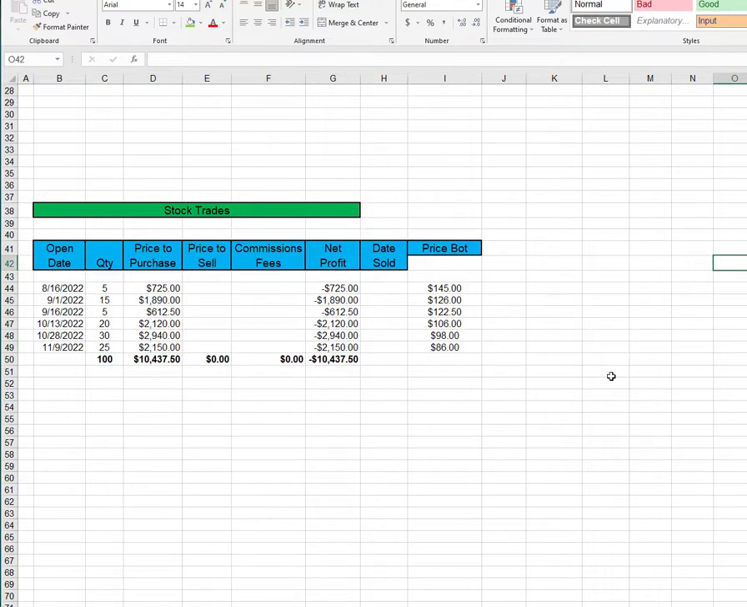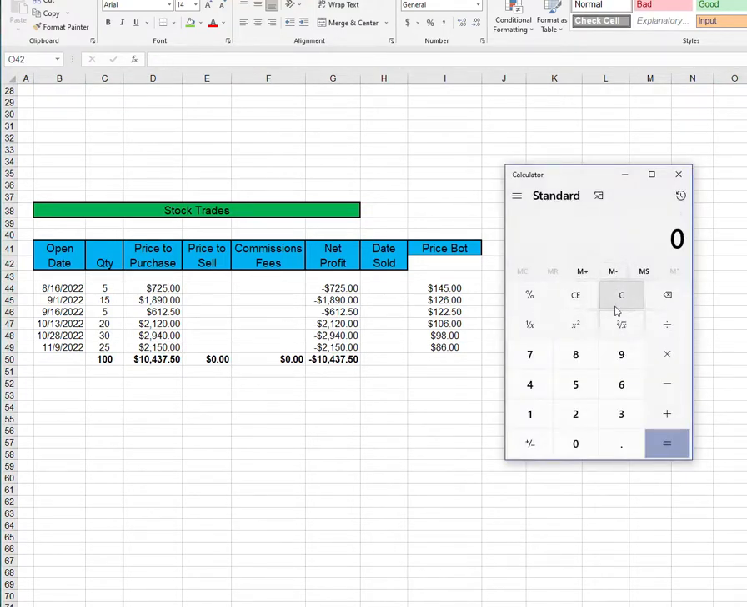Okay, so let's calculate our new average cost. So we've got $10,437.50 divided by 100 shares. So our average cost is 104, let's just call it 38.